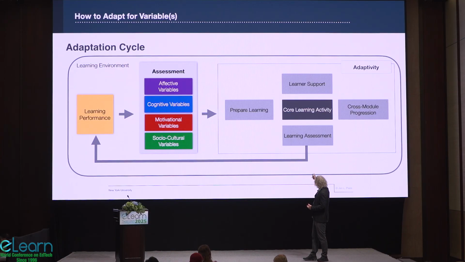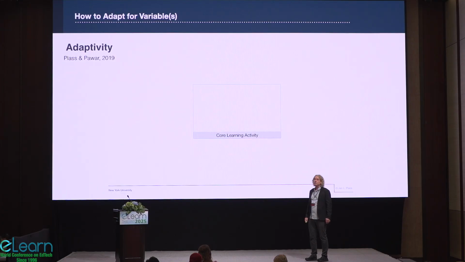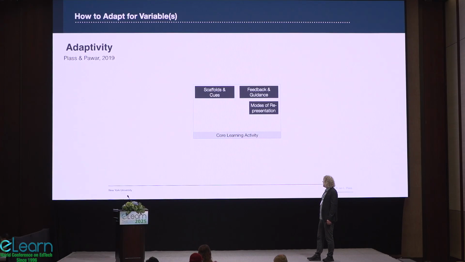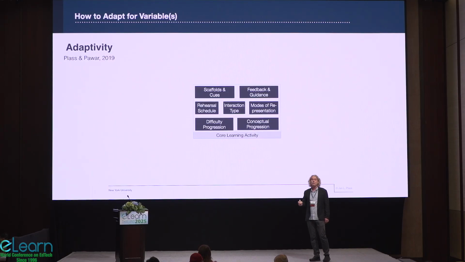So we expanded the core learning activity a little bit more and say, what happens within the core learning activity? There's my scaffolds and cues, my feedback and guidance, my modes of representation of information, the rehearsal schedule, how I interact with the environment, what the difficulty progression or the conceptual progression are. Now we're getting somewhere, because now we can say an intelligent tutoring system does difficulty progression and conceptual progression. But does it change the interaction type? Does it change the mode of representation? Not so much. Sometimes, but not so often.